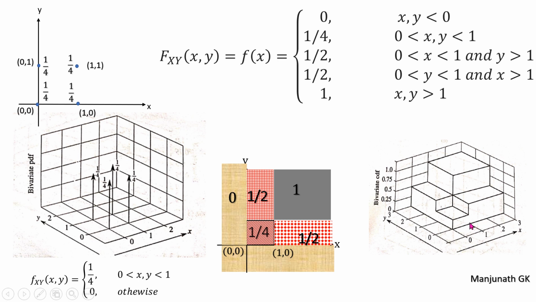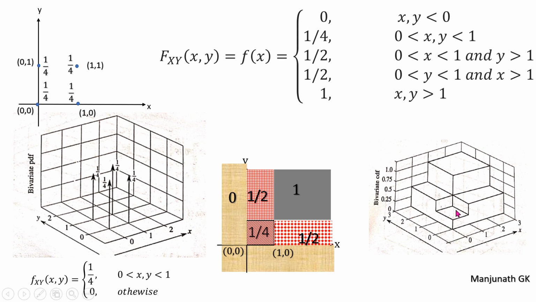Here x is greater than 1, and y is varying from 0 to 1. So it will be the value here. In this strip, the value is 1 by 2. And in this strip, the bivariate CDF is 1 by 2. Then do you find this as 1 by 2 here?